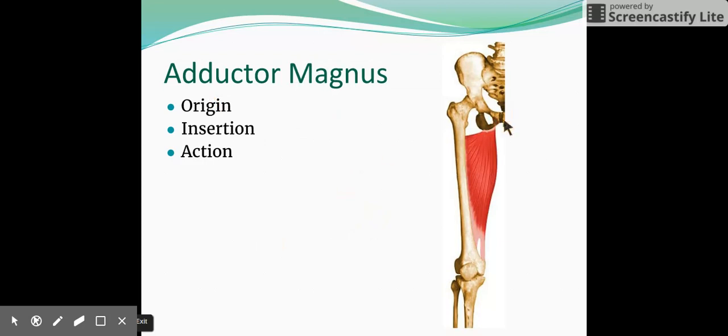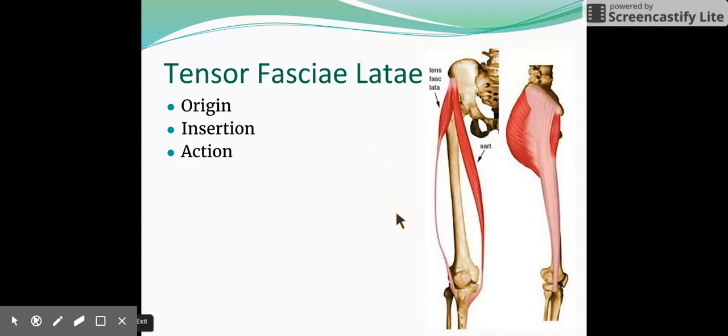Next, we have adductor magnus, and as you can see, it is a large muscle. Its origin is here on the pubis. Its insertion is here along the femur, and its action, of course, is to adduct the thigh. This muscle is called adductor femoris in the cat, so it has a slightly different name, but it has the same action and it's located in the same place.